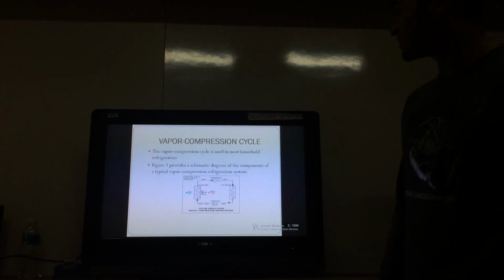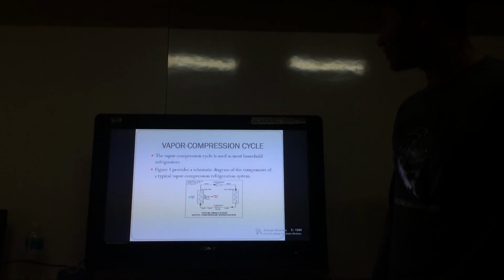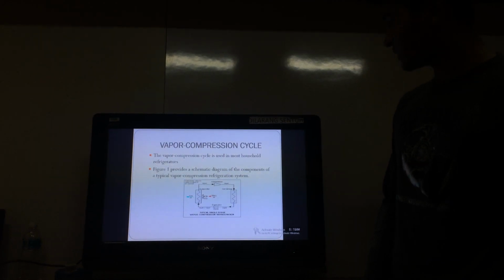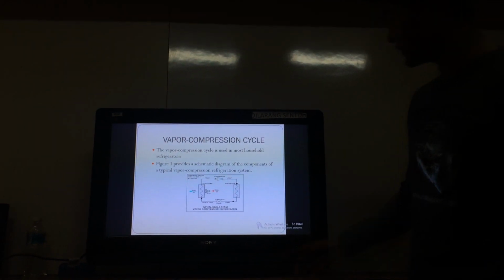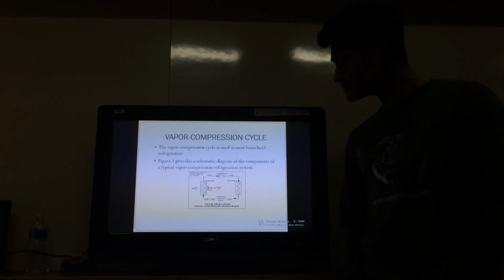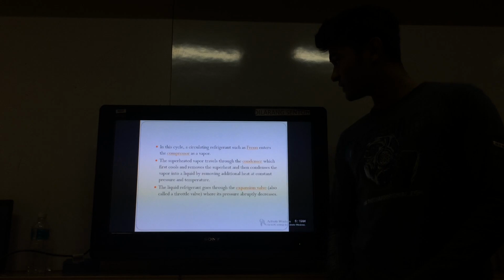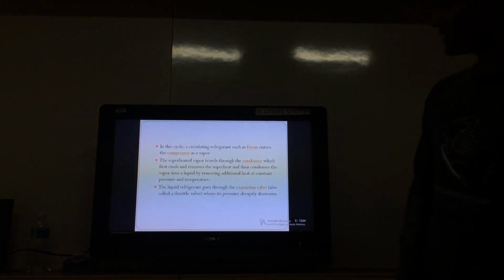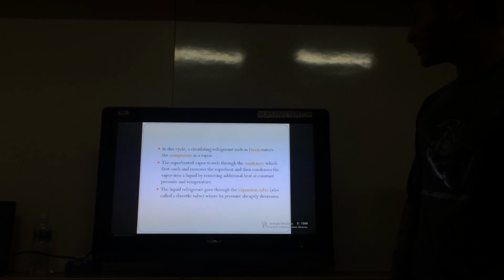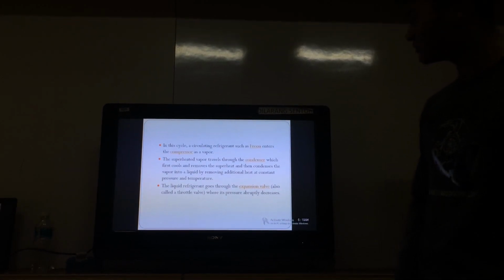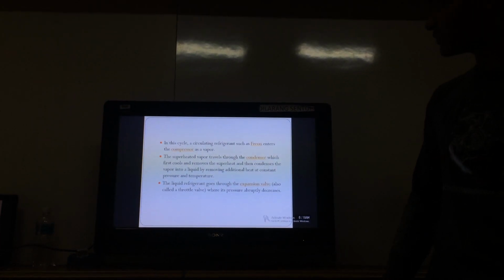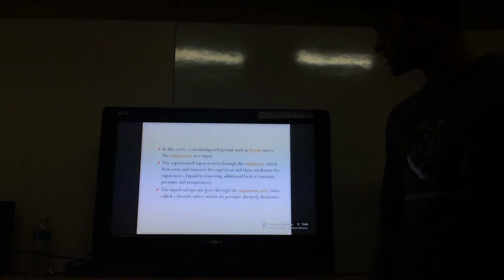So how does the vapor compression cycle work? The vapor compression cycle is used in most household refrigerators. Figure 1 shows a schematic diagram of the components of a typical vapor compression refrigeration system. In the cycle, circulating refrigerant such as freon enters the compressor as a vapor. The compressed vapor travels through the condenser, which first cools and removes the superheat, and then condenses the vapor into a liquid by removing additional heat at constant pressure and temperature.